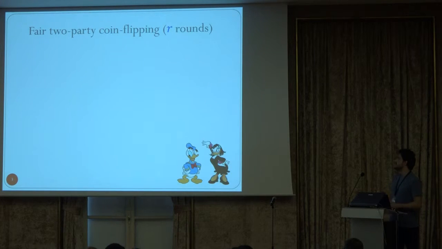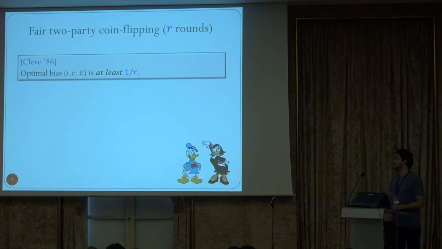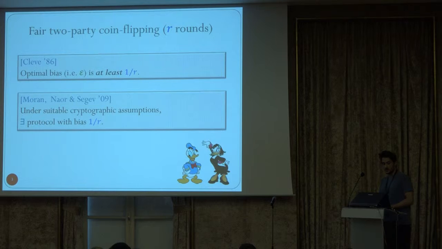Let me tell you what is known about these fair two-party protocols. There's a classic result by Cleve which states that the optimal bias, so how much the honest party's output deviates from the uniform distribution, is at least 1 over R, so 1 over the number of rounds, for any two-party protocol. This was complemented about 10 years ago by Moran, Naor, and Segev, who showed that under suitable cryptographic assumptions, there is a protocol with bias 1 over R. So these two results complement each other and show that, in fact, the 1 over R bound is tight.